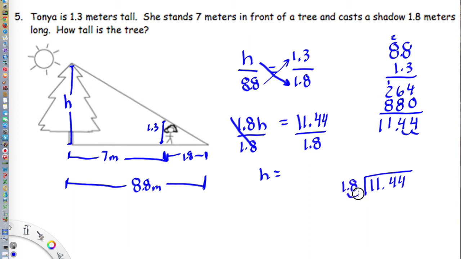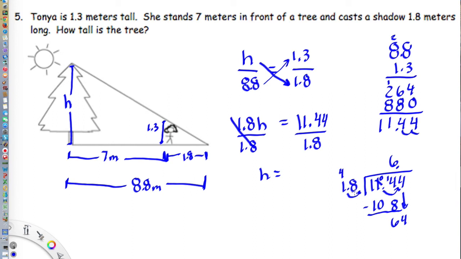I can't have a decimal in my divisor, so I've got to move the decimal point over 1. I do the same thing in my dividend. 18 goes into 114 6 times. 6 times 8 is 48. Carry the 4. 6 times 1 is 6 plus the 4 is 10. I subtract. I've got to regroup. 14 minus 8 is 6. And then 10 minus 10, yep, we're good. Then I need to bring down my 4.